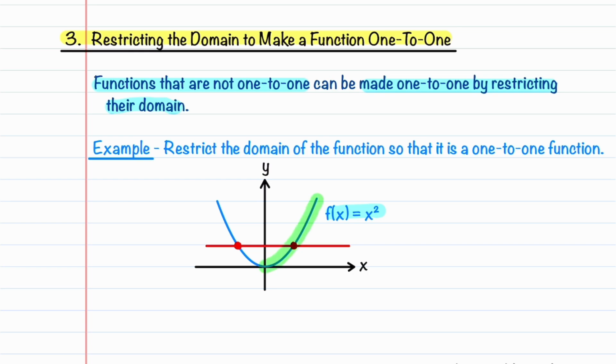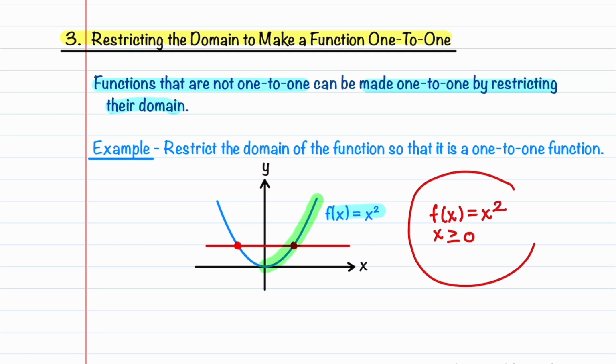So if we say that x is greater than or equal to 0, we're only going to end up drawing the right portion of that function. And notice that the horizontal line only intersects that green portion once. So we can say that our function f of x equals x squared with the restriction that x is greater than or equal to 0 is a one-to-one function.